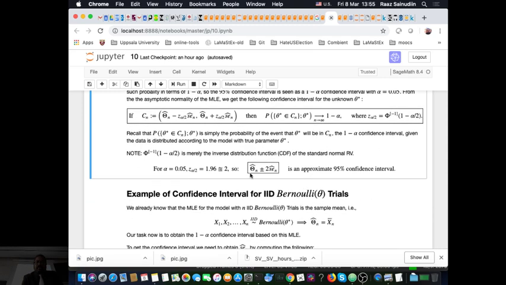And then often, you will mostly only do this in the exam. That's also a convention. So if alpha is 0.05, then z sub alpha over 2 is 1.96. So you just have to remember 2. It's approximately 2. So theta n hat plus or minus 2 times the standard error, the estimated standard error, is an approximate 95% confidence interval.